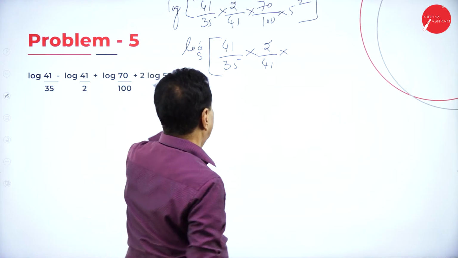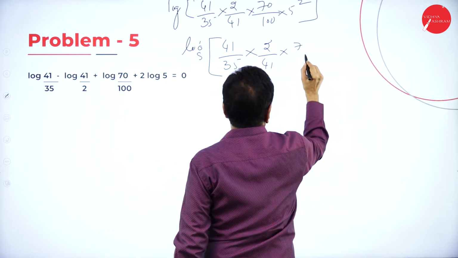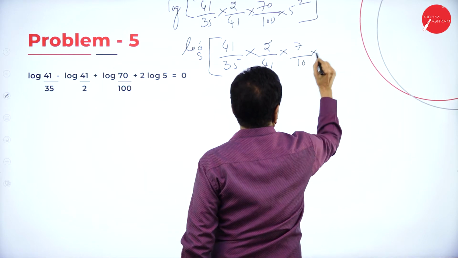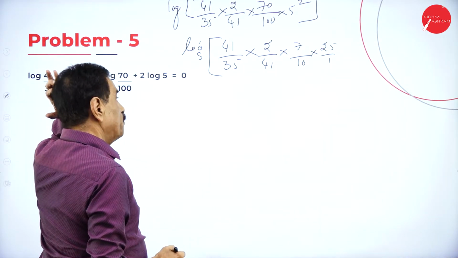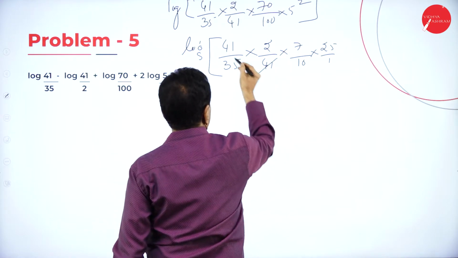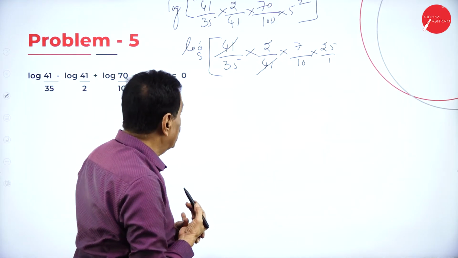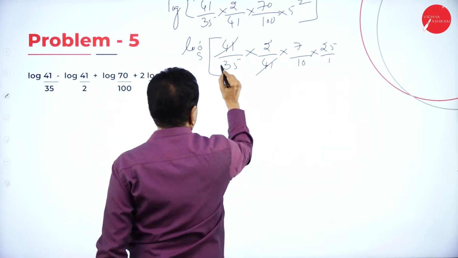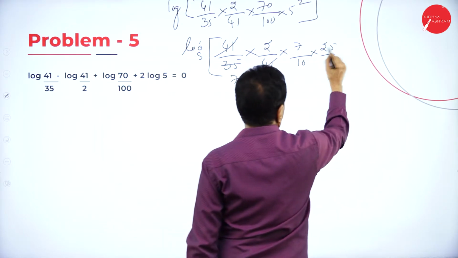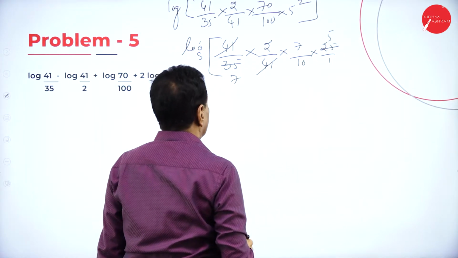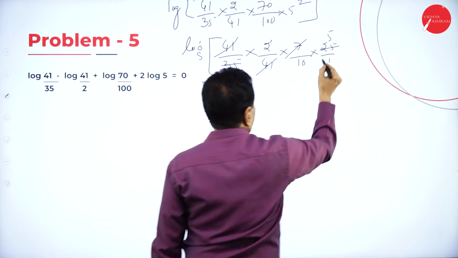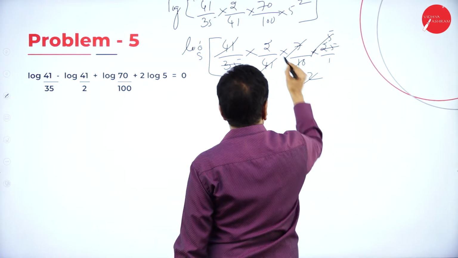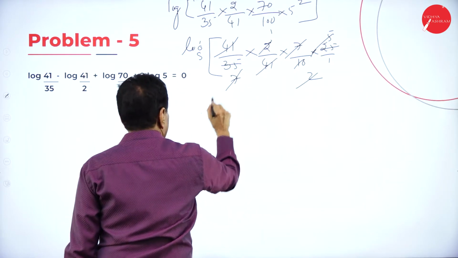So this can be simplified. 7 divided by 10, this is 25. So simplify. 41 will go out. 5 sevens are, 5 fives are, 7 7 cancelled out. 5 twos are, 2 ones are. It is log 1.